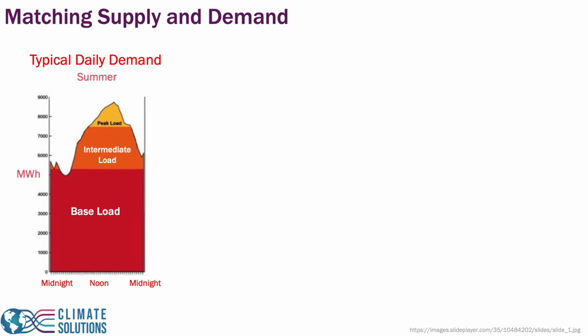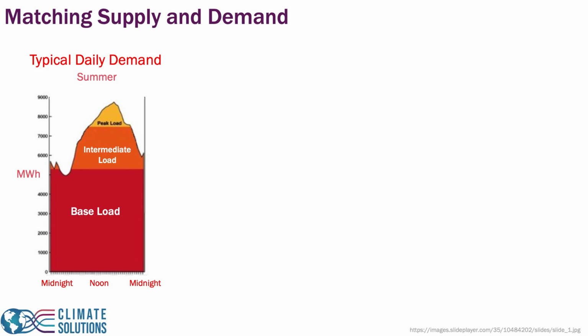Now, this isn't just for your house. This is, say, for a city, the city of Providence, for example, where I live. So that's the typical demand. How would you build out a system that matches that demand instantaneously?